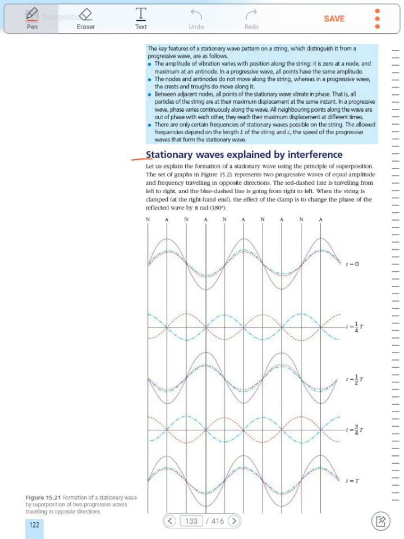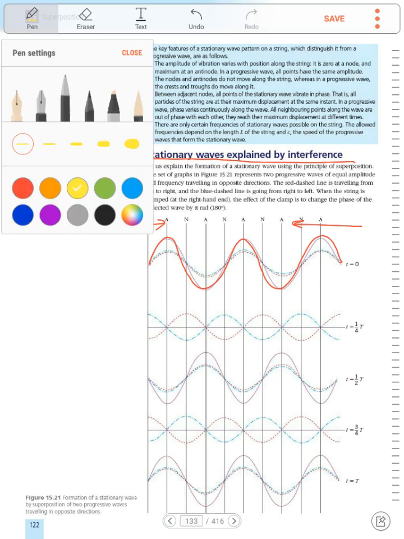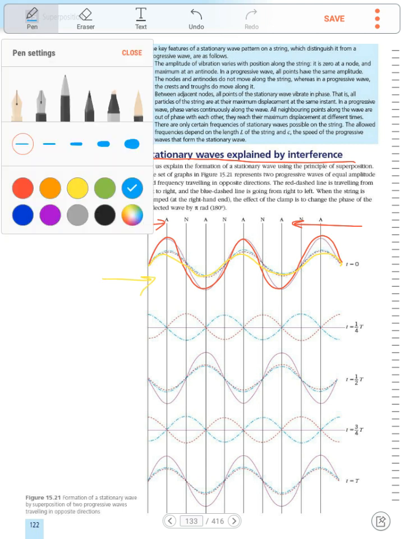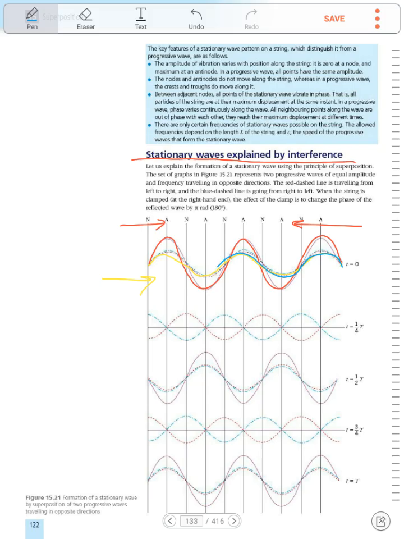Here we have a stationary wave explained by interference. At the beginning, at time equals 0, we have two waves, one from this side and the other from the other side. This is wave number 1 from left to right, and the other wave is from right to left. So we have constructive interference. This is the total wave at time equals 0.